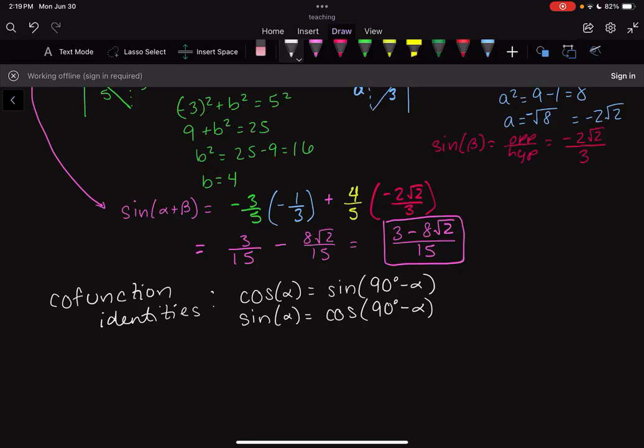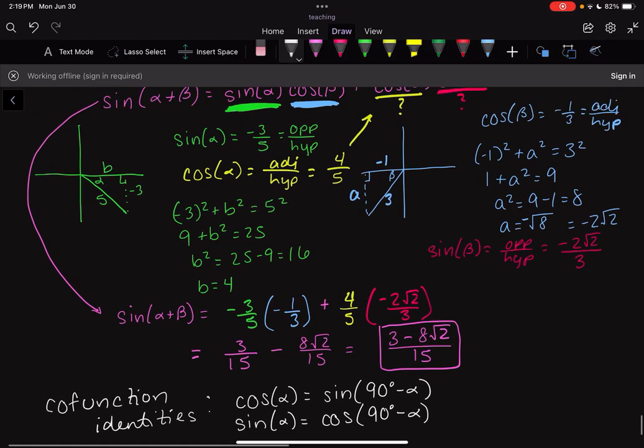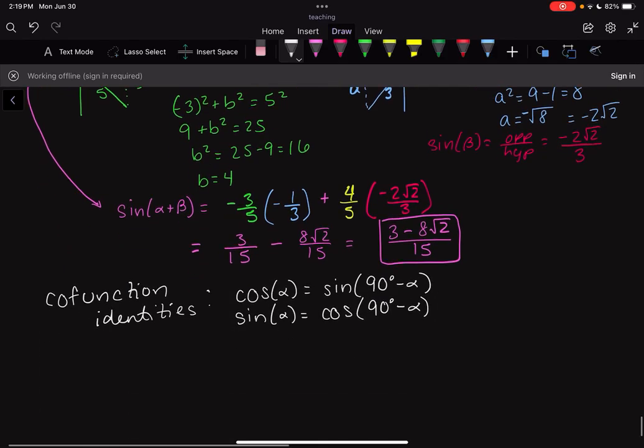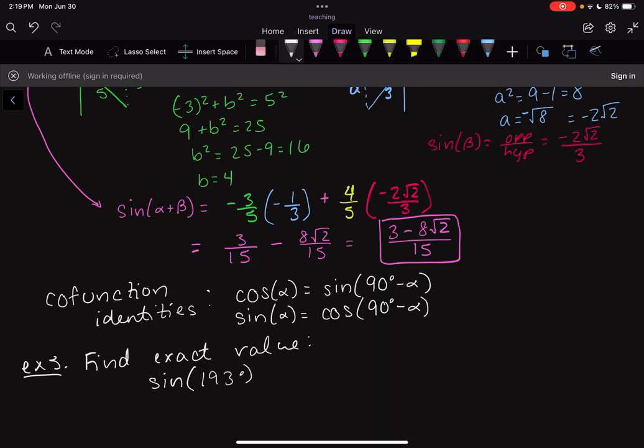Okay, so let's do this next example. This one, what number are we on? 5. It says find exact value. And this one is sine 193 times cosine 32 degrees plus cosine 32 degrees times cosine 58 degrees.